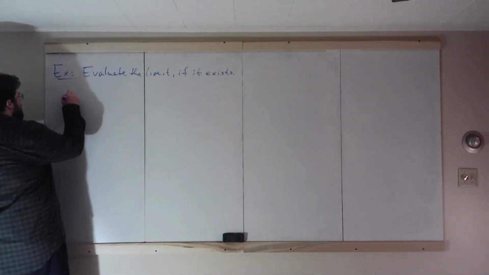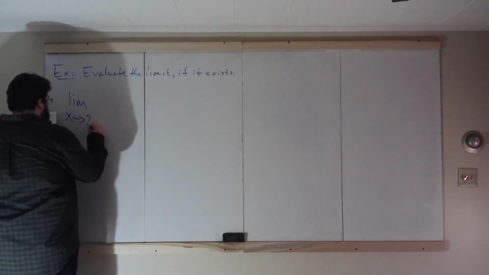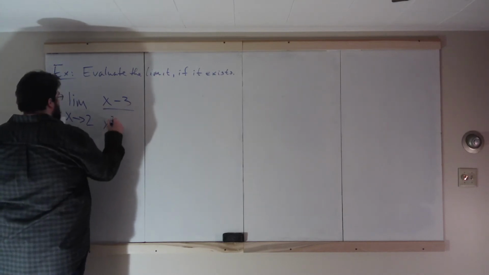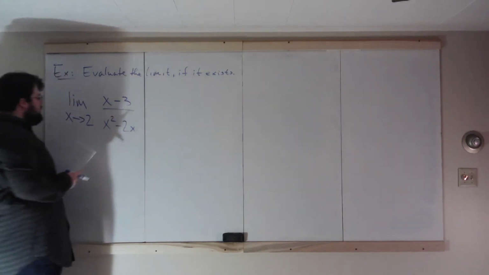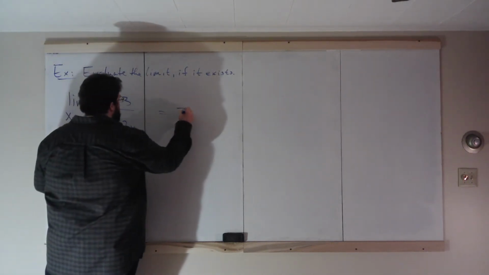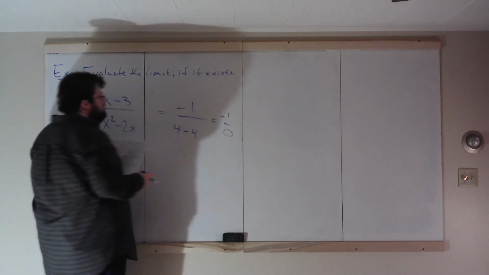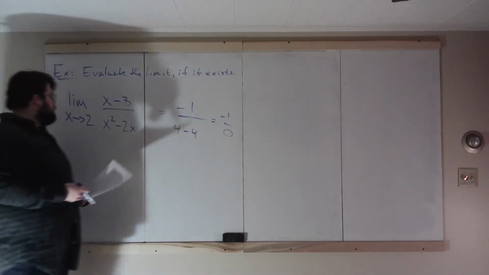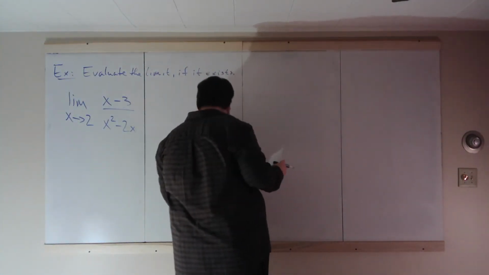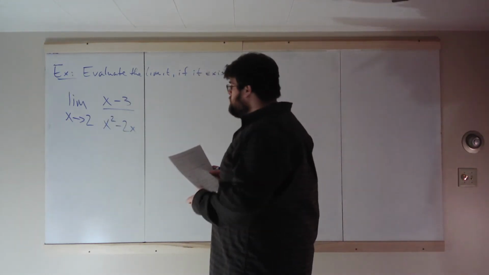So let's do this limit. Limit as x approaches 2 of x minus 3 over x squared minus 2x. Well, first thing to do is try a direct substitution. So we get a number over 0. We are in case 4. So what we're going to do is look at left of 2 and we'll look at the right of 2.